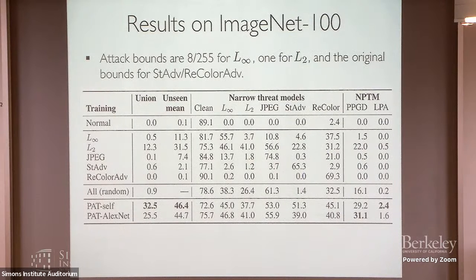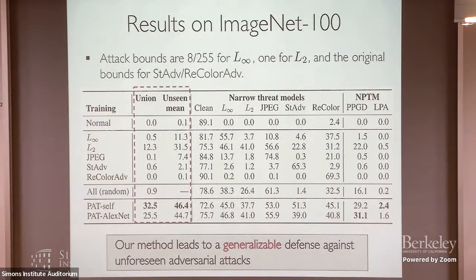So we tried this on ImageNet, and for the sake of time, I'm not going to go into the details of this table. But here the rows are adversarial training based on different threat models like L infinity, L2, maybe all of them. And PAT means adversarial training against the perceptual threat model that we introduce. Self here means we have the same perceptual and classification network. And AlexNet means we use AlexNet for the perceptual network. And as you can see, the numbers that we get for the union of the attacks, or robustness against unseen attacks, are significantly higher than the previous methods. This basically shows this method has good generalization against unseen attacks.